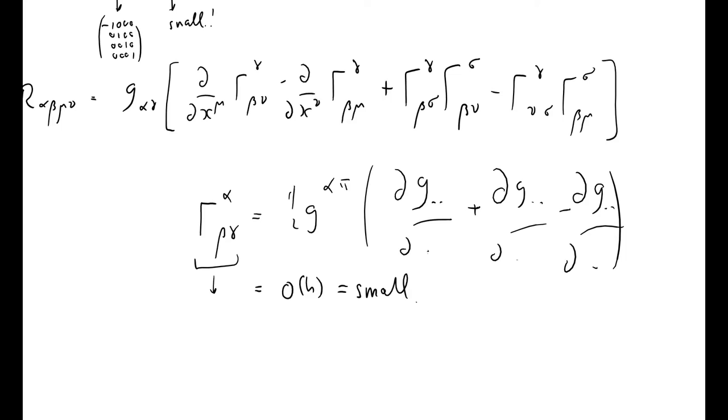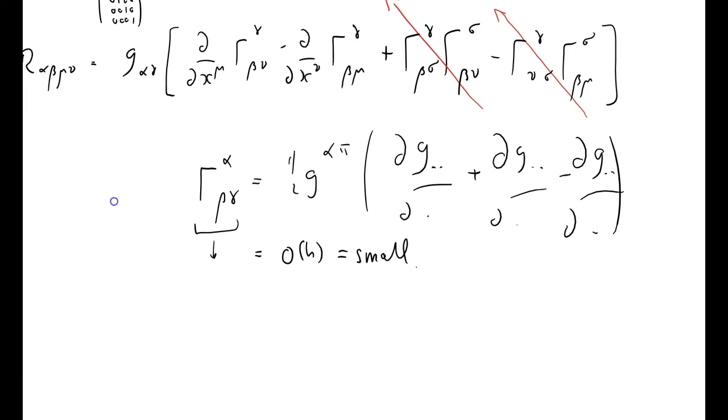So what that means? It means several things. I'll do them one at a time. It means that if I go to red, I can observe that that is the product of something small with something small, which is zero to first order, and that is zero to first order as well. So what have I got left?